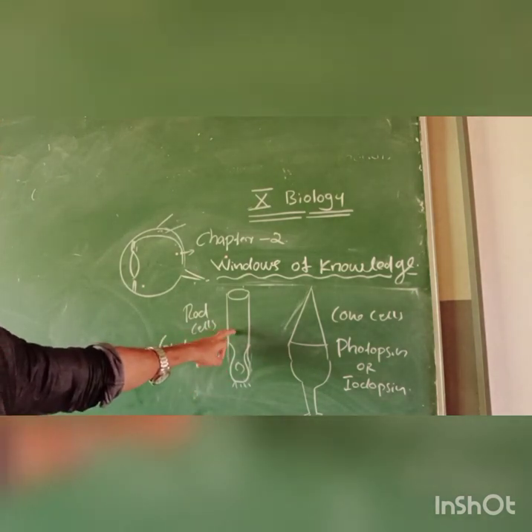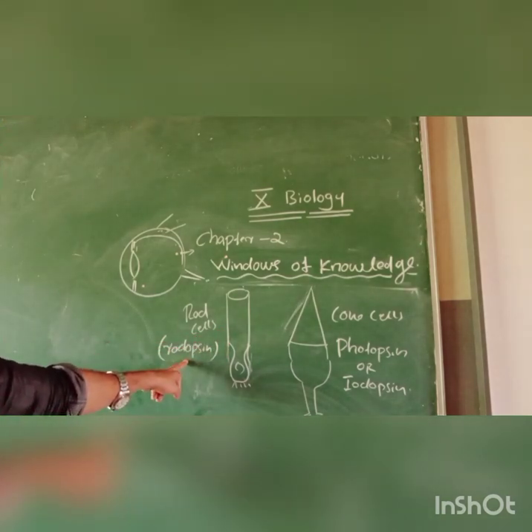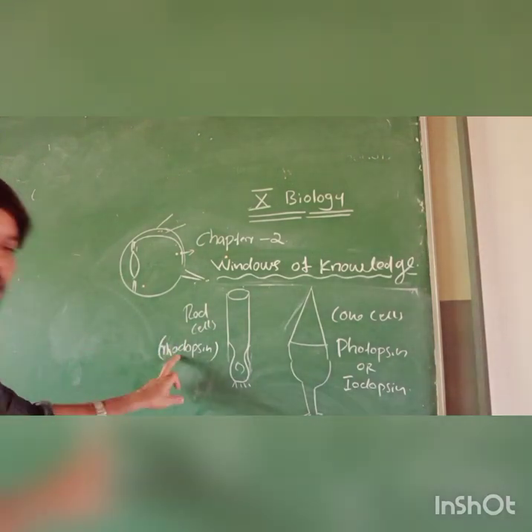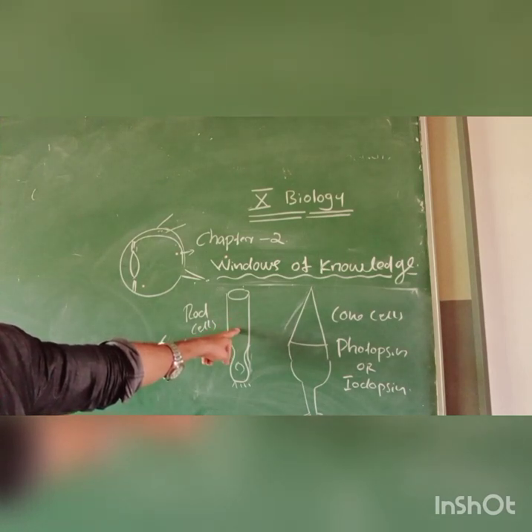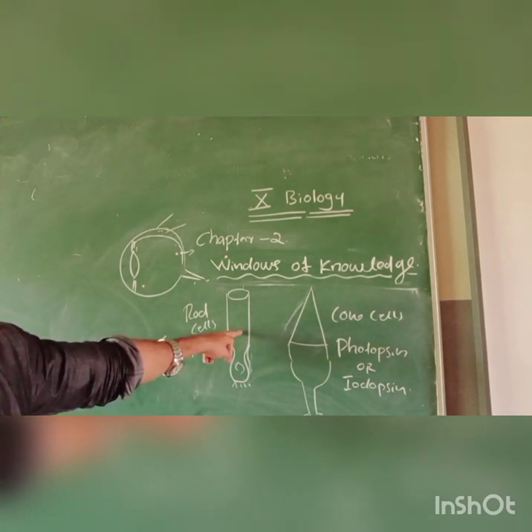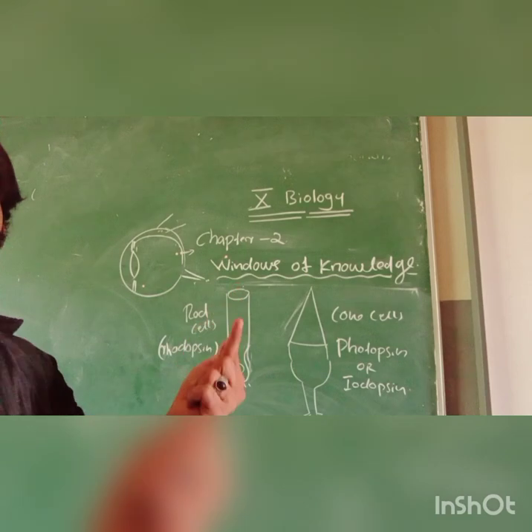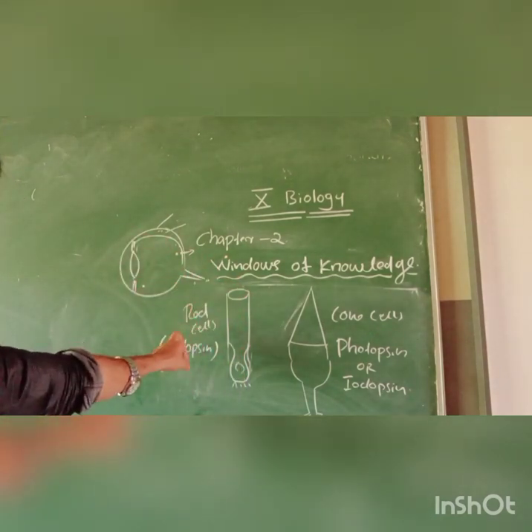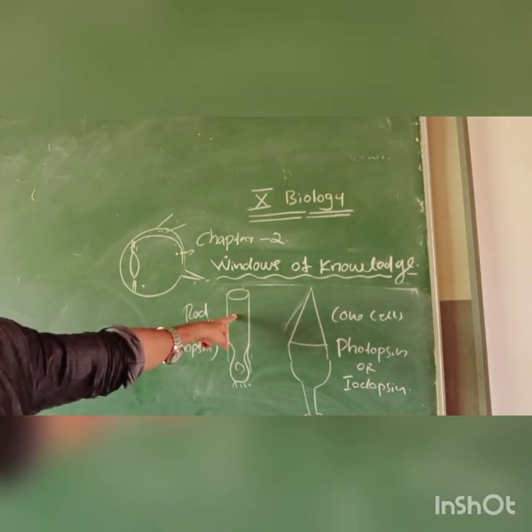The rod cell contains a visual pigment called rhodopsin. Rhodopsin, R-H-O, rhodopsin. This is one pigment. This pigment is contained in the rod cell. Clear now? How is this pigment formed? With the help of proteins named opsin and retinal. Opsin and retinal, two proteins mix and form rhodopsin, which is contained in the rod cell.